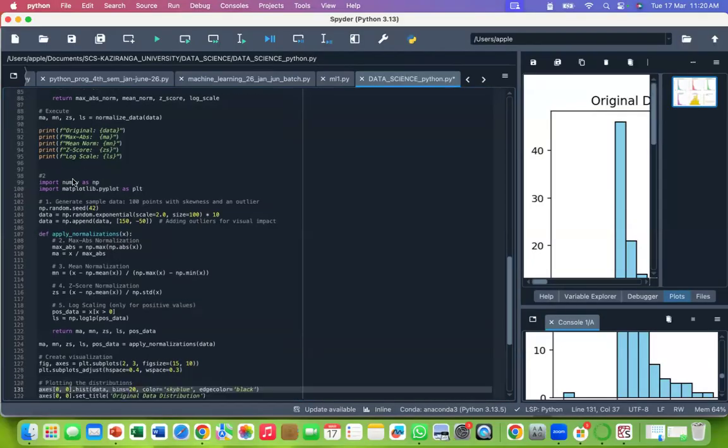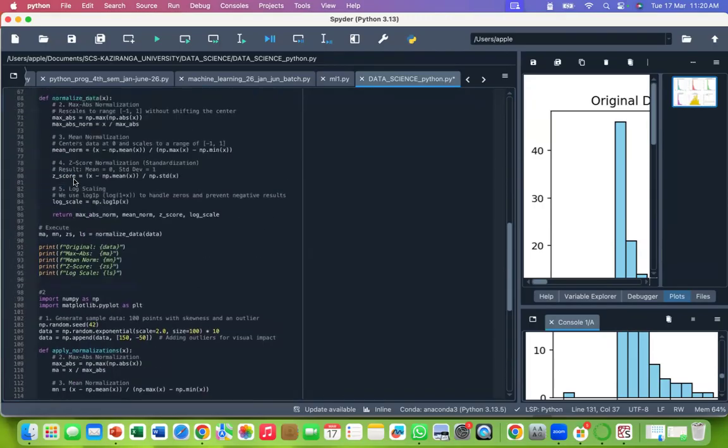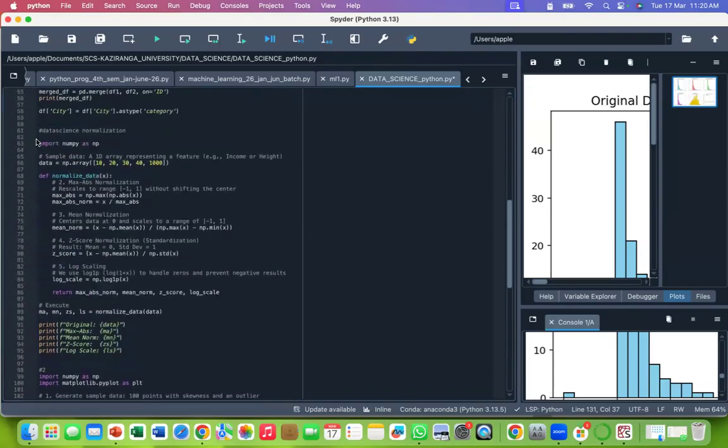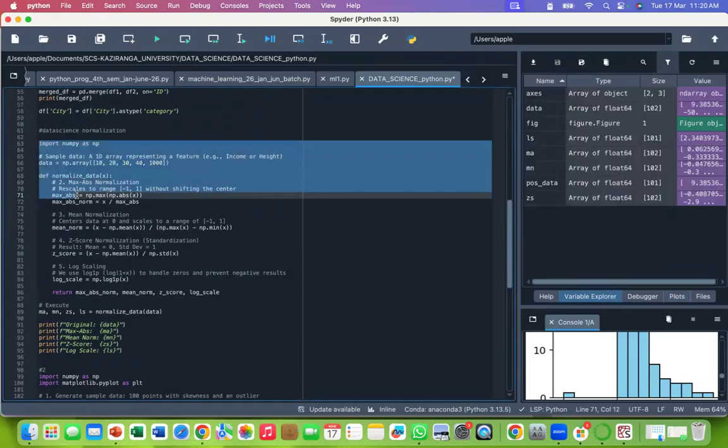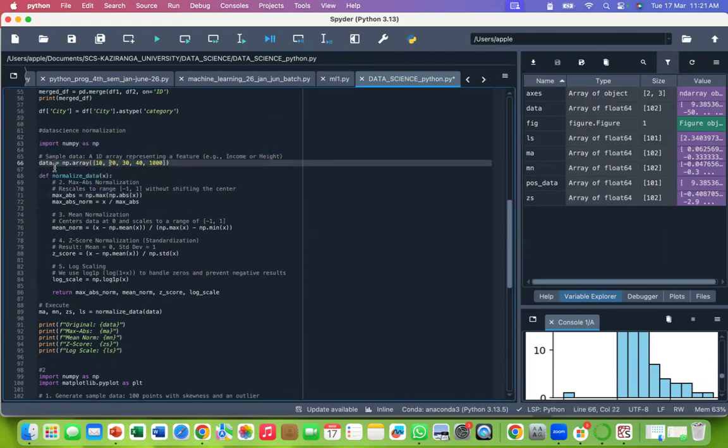So you can see this is the first program. Just 1 minute. Import numpy as np. Okay. We have created a one-dimensional array: 10, 20, 30, 40, 1000.